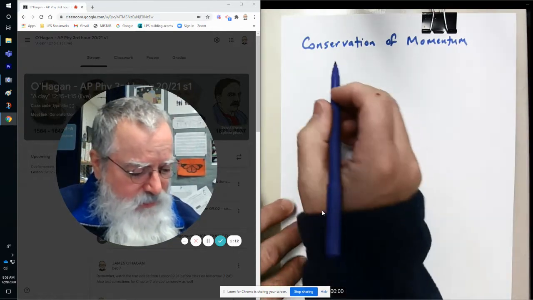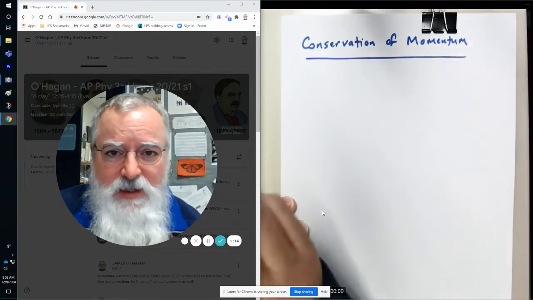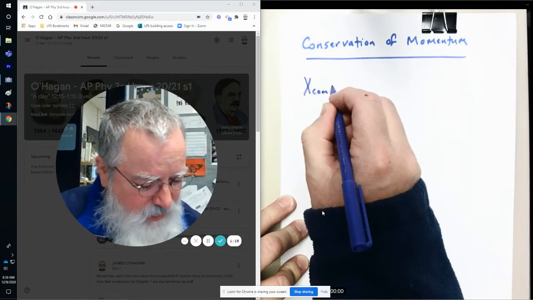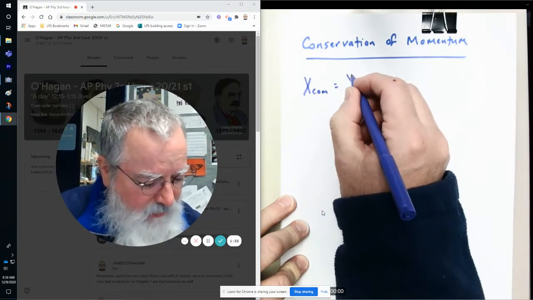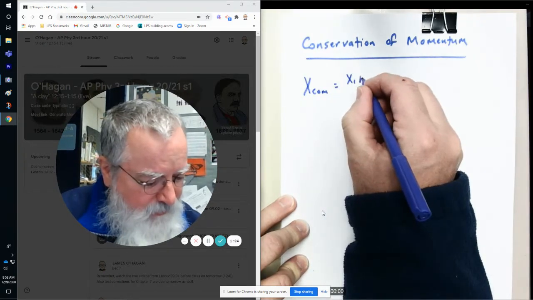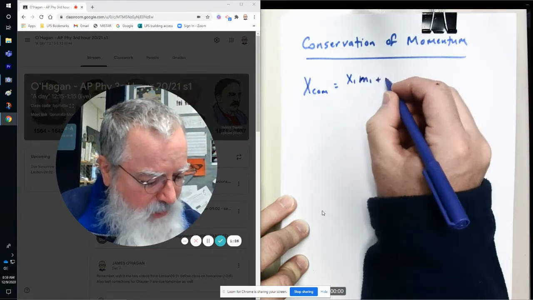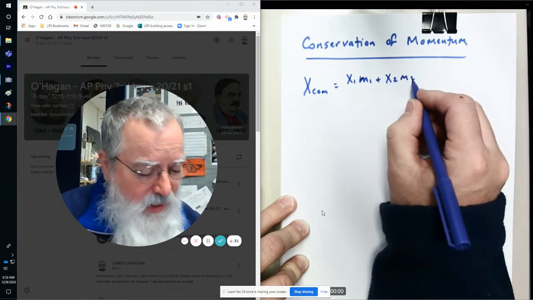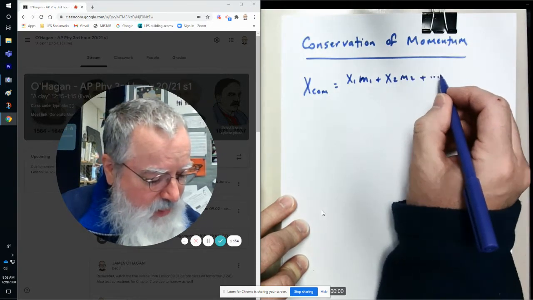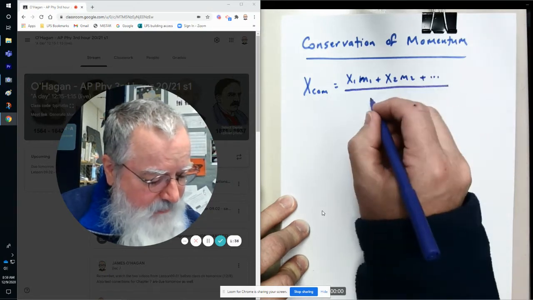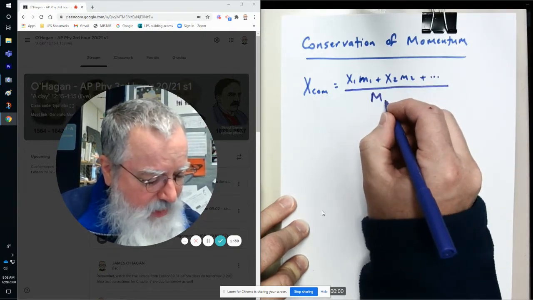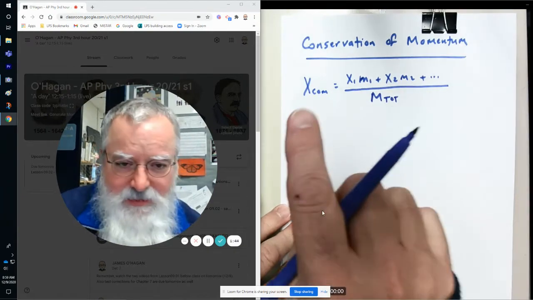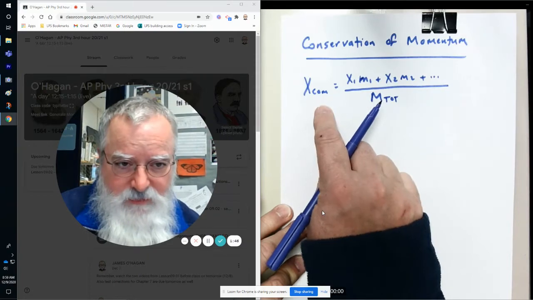So for center of mass stuff, the position of the center of mass of a system of particles would be x1, the position of object 1, times m1, the mass of object 1, plus x2, the position of object 2, times m2, the mass of object 2, plus and so on, all divided by the total mass, m total. All right, so that's the position of the center of mass for a system of particles.